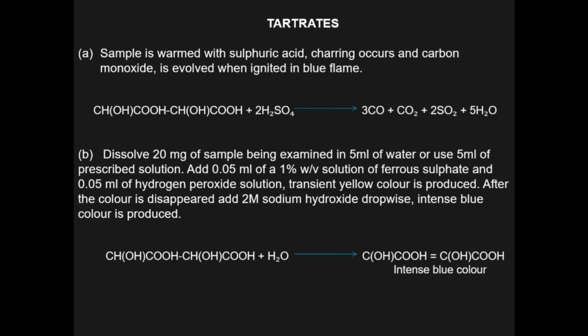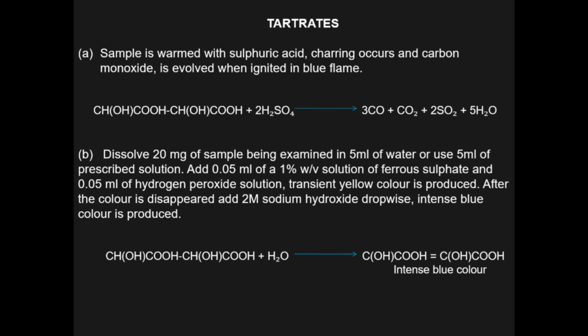The next anion of this chapter is tartrates. The method of identification of tartrate is here under. The first method, the sample is warmed with sulfuric acid, charring occurs and carbon monoxide is evolved, which burns with a blue flame when ignited. The reaction is given thereunder.